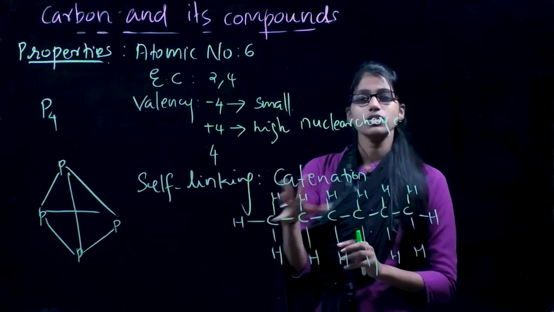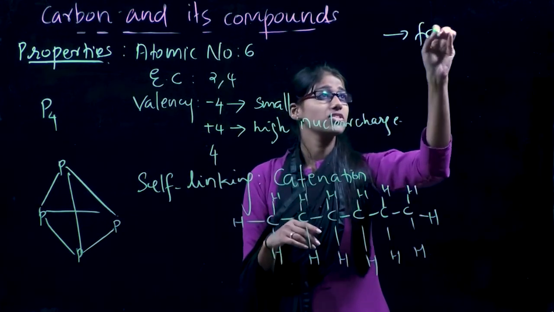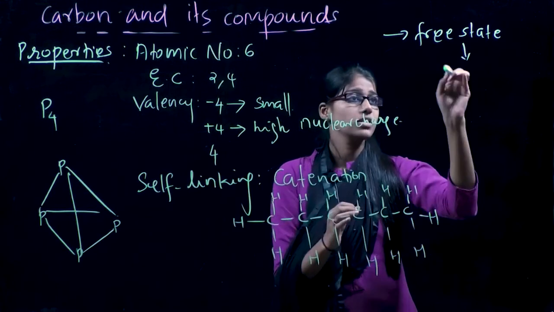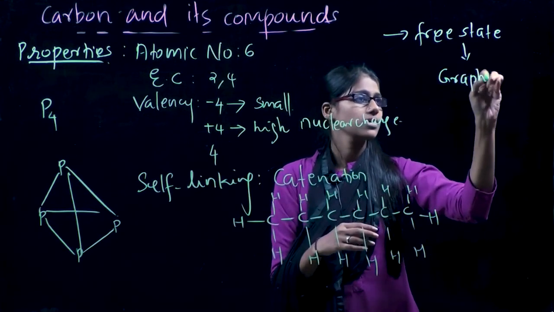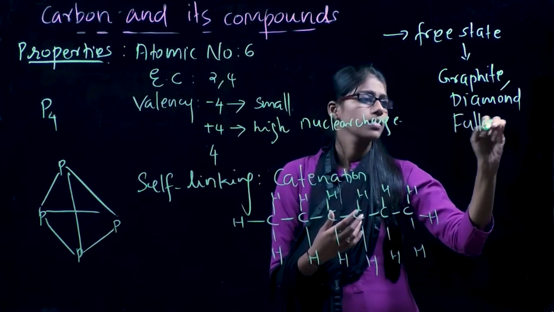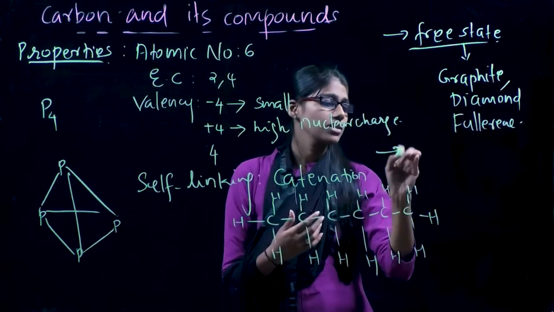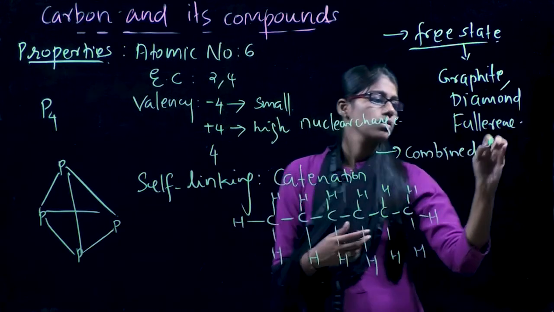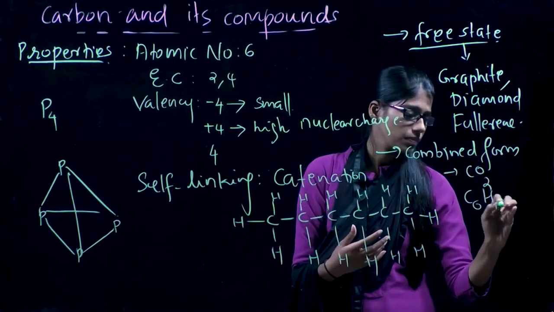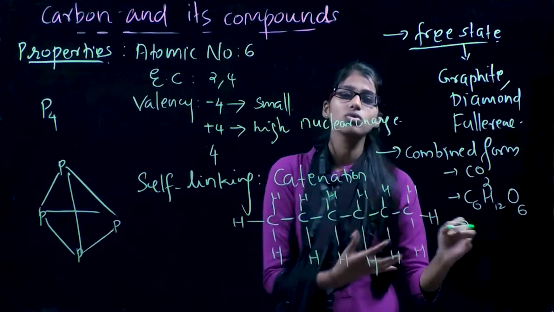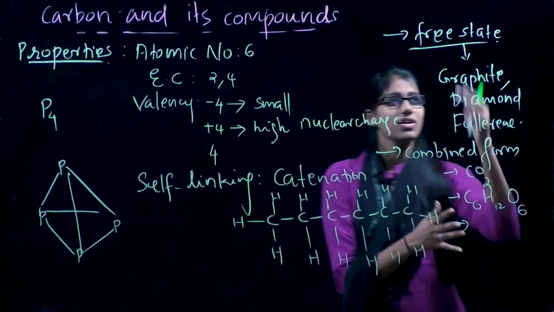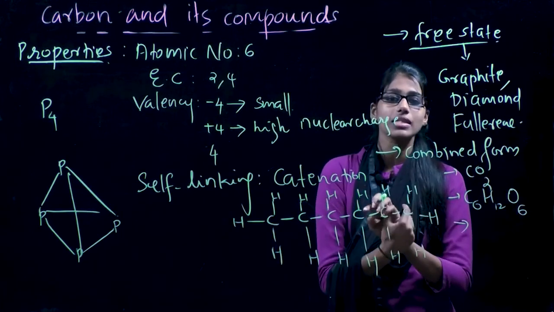When you consider the occurrence of carbon, carbon can occur either in the free state or in the combined state. In the free state, carbon is present in the form of graphite, diamond, and even fullerenes. If you are considering the combined form of carbon, you have so many compounds like carbon dioxide, glucose, C6H12O6, or sucrose, etc. So a variety of carbon compounds are present in the combined form. In the free state, graphite, diamond and fullerenes are the forms of carbon.